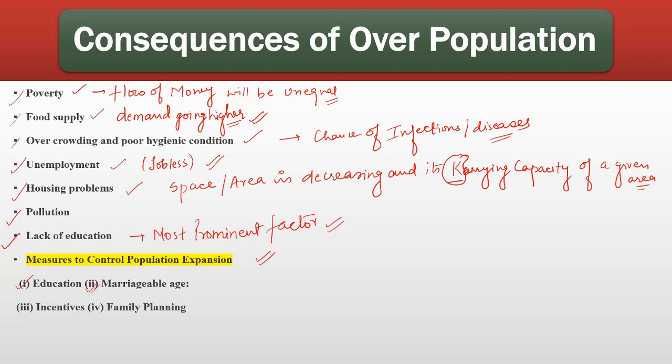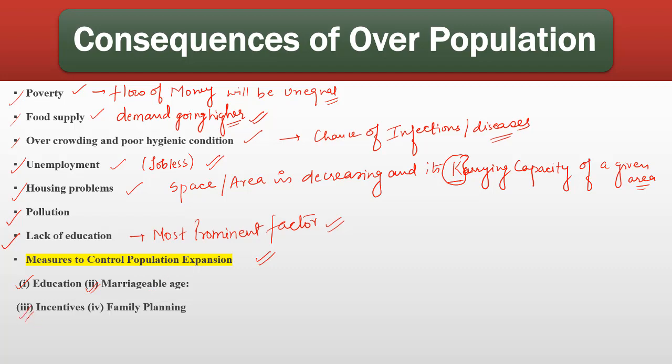Marriageable age means the exact age of marriage. Information should be given to the person, to the family members, to the parents, about what exactly the marriageable age is. Especially the lady who is going to marry should know about the marriageable age, to avoid reproductive complications and other health complications.